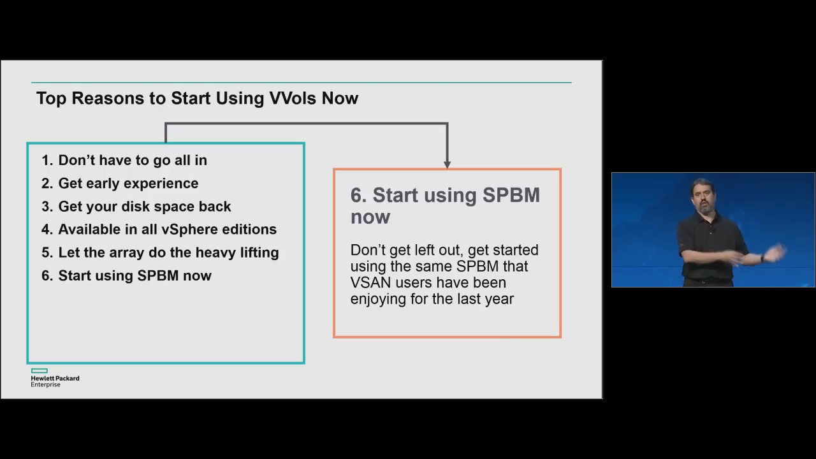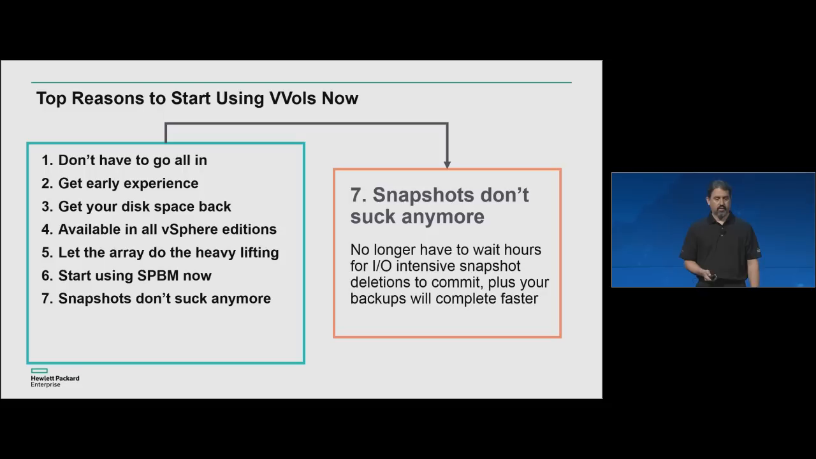Start using storage policy-based management now. It's been in vSAN for a while, and now we finally have it for external storage through VVols. And snapshots don't suck anymore. They're great in vSphere, but we can have the array do it. We don't have the overhead, and we don't have to worry about all that extra stuff.